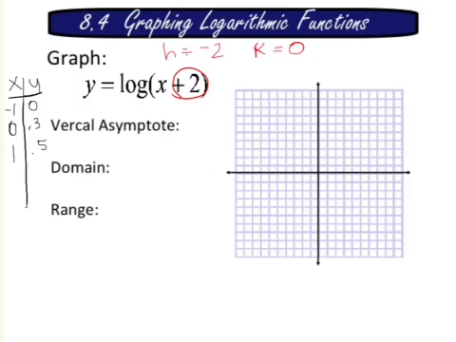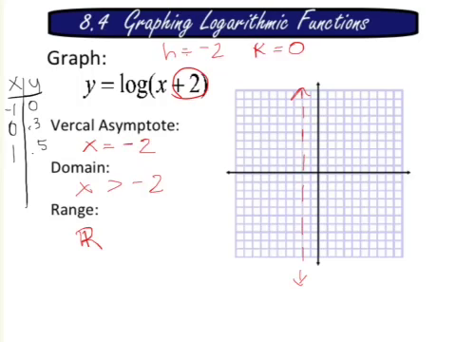So now I'm going to identify my vertical asymptote, x equals -2, and my domain, x is greater than -2, and my range, all real numbers. Now I'm going to plot my vertical asymptote at -2. And now I can plot some points. And again, I've plugged them into my graphing calculator, or you can do them by hand.